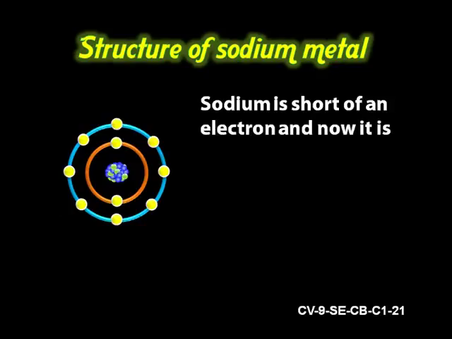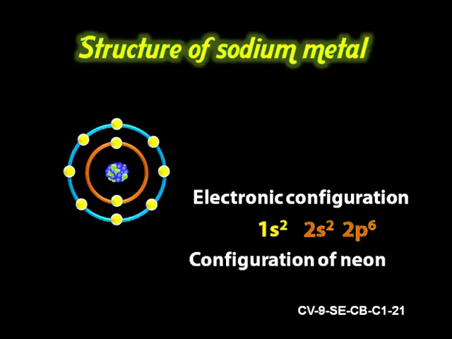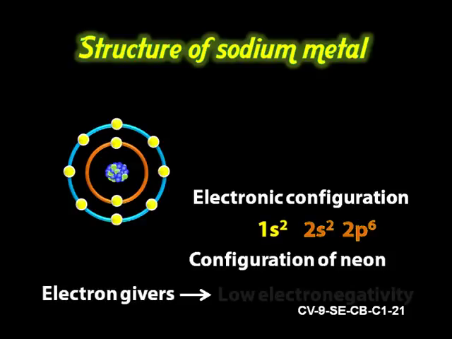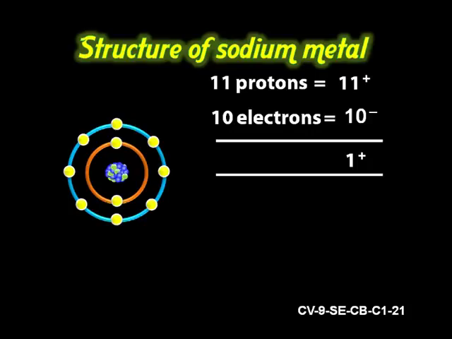Sodium is now short of an electron, and so it is called sodium ion or cation. Its electronic configuration will be 2,8, which is the configuration of neon. Elements which give away electrons are said to have low electronegativity. Metals have low electronegativity and hence are electron givers. When sodium metal loses an electron, there is no balance in the number of electrons and number of protons. That is, there are 11 protons and 10 electrons. So it has an excess charge of +1, and thus sodium becomes electropositive by losing an electron.